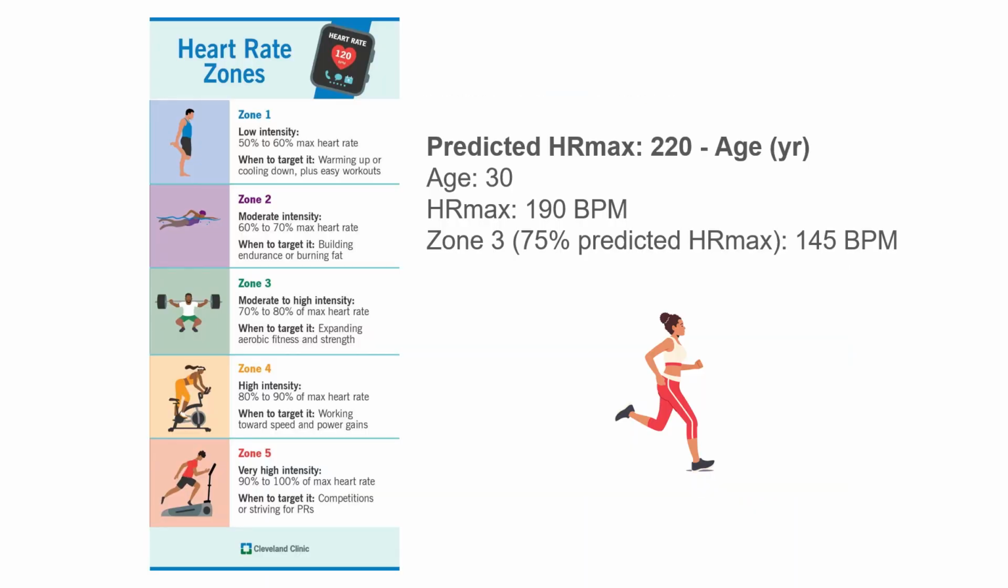So here we have the 5 heart rate zones. This image is actually taken from the Cleveland Clinic's public website, and each zone has a different purpose. Our anaerobic threshold typically lies in zone 3, and if we were to take a patient who's 30 years old and work out their predicted max heart rate, the most common and clinically used calculator is 220 minus their age in years, which would give this patient a max heart rate of 190 beats per minute, and for them to stay in zone 3, their average heart rate should be about 145 beats per minute.